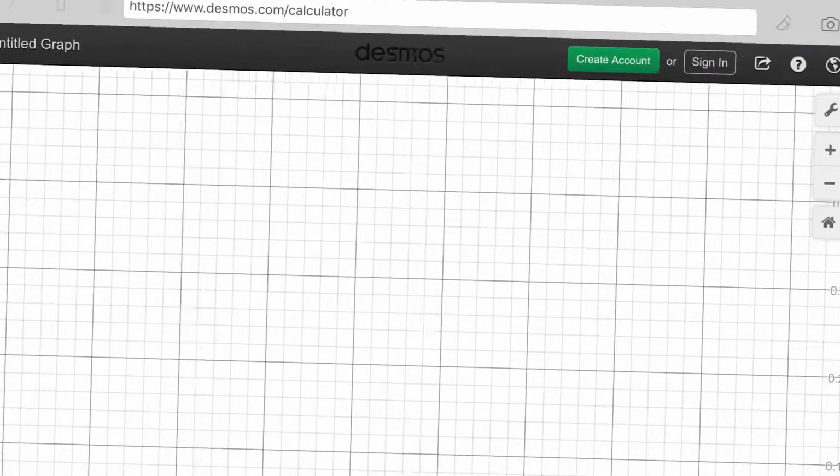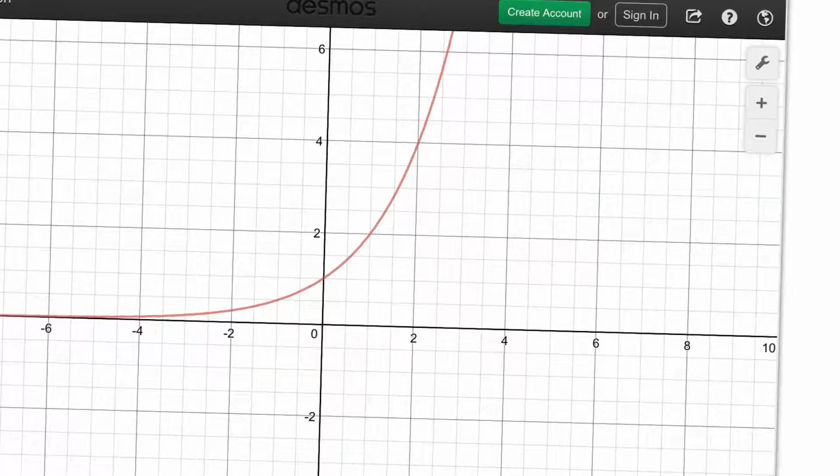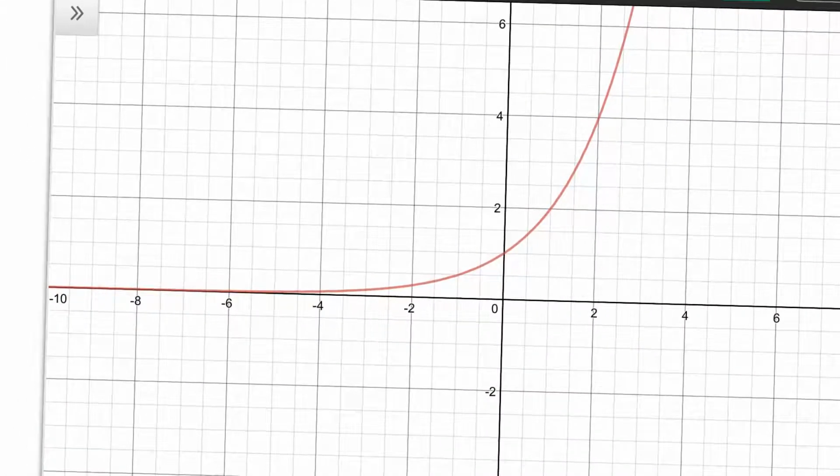So let me go back here to the beginning. I'm just going to press the home button. Hopefully this works. There we go. So you guys have exponential growth. Now, let me show you guys one when the base is less than 1.